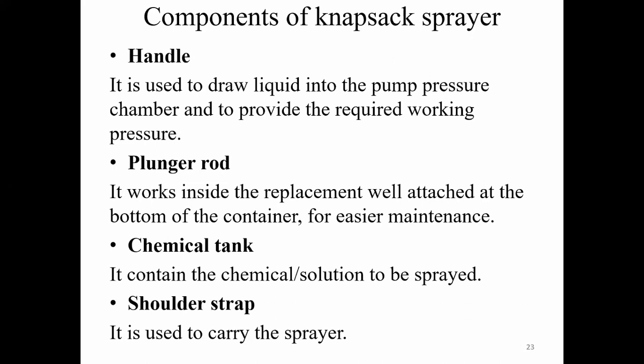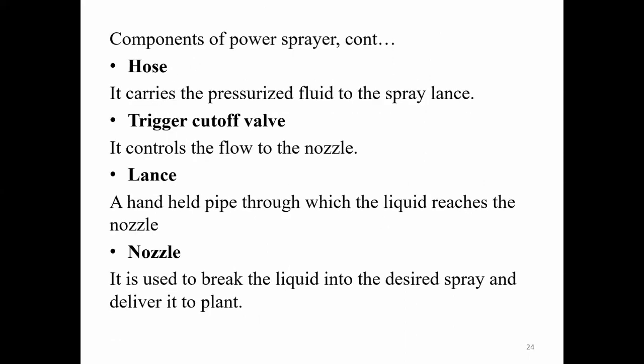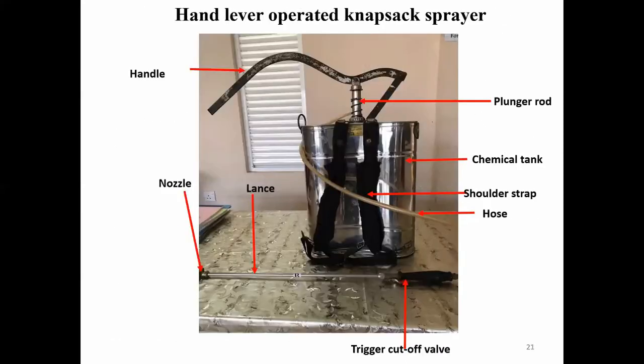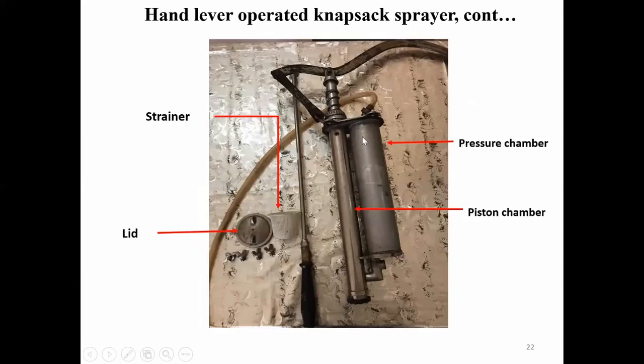And the other one is chemical tank. This one is used to store the chemicals which are going to be sprayed. And the other part is shoulder strap. This one is used to carry the sprayer. And the other one is hose. It is used to carry the pressurized fluid to the spray lance. The lance is the metallic rod here, which is connected to the hose. The hose is connected to the pressure chamber.